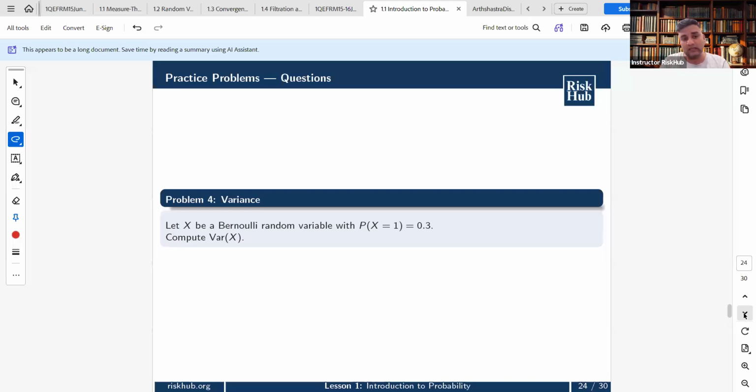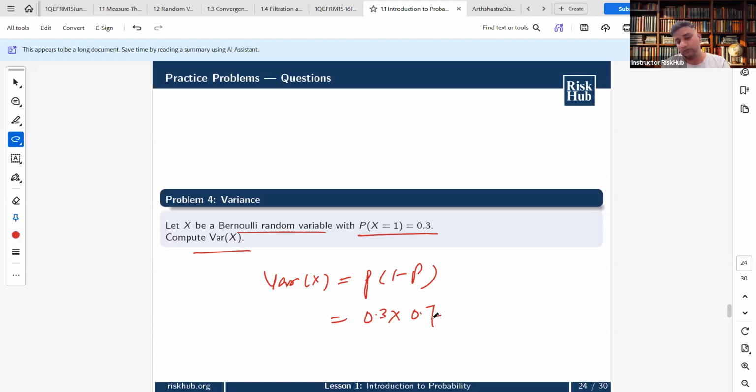Then the next one: let X be a Bernoulli random variable, with probability of X equal to 0.3. Compute the variance of X. Again, please understand that the variance of X in a Bernoulli distribution is given by the formula P(1 minus P), which is 0.3 into 0.7. You have to remember the distributions and their formulas, guys. So it's 0.21.